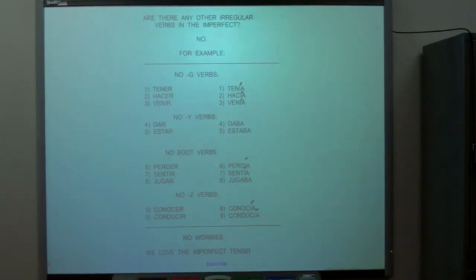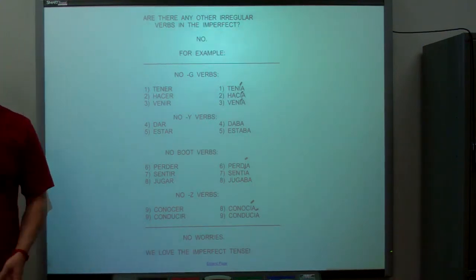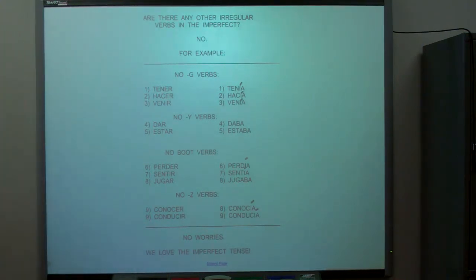There are no boot verbs. In the imperfect, in aba, ía, the E never turns into I. The E never turns into IE. O's never turn to UE. Mr. Holt, you mean in the imperfect, all I do is chop off the AR and add aba, abas, aba, abamos, aban? Yep. All I do for ER and IR is add ía, ías, ía, íamos, ían?